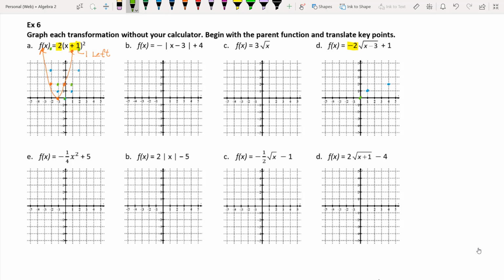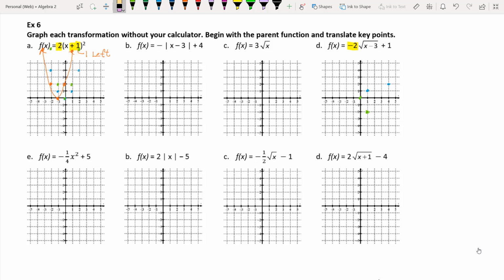The second point, however, if I reflected over the x-axis, it would normally land at 1, -1. But I want to stretch it by a factor of 2, so I'm going to let it land instead 2 units down instead of 1. So I can kind of kill 2 birds with 1 stone there. And now I've got the negative and the stretch done.